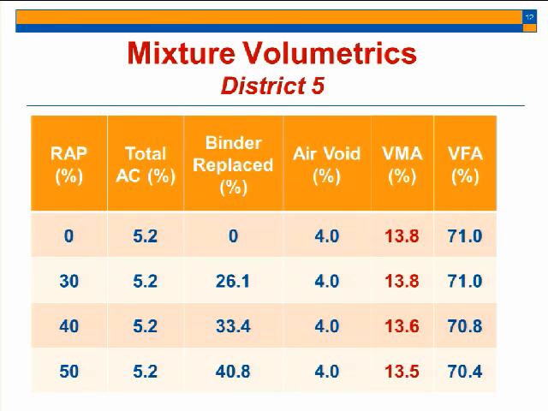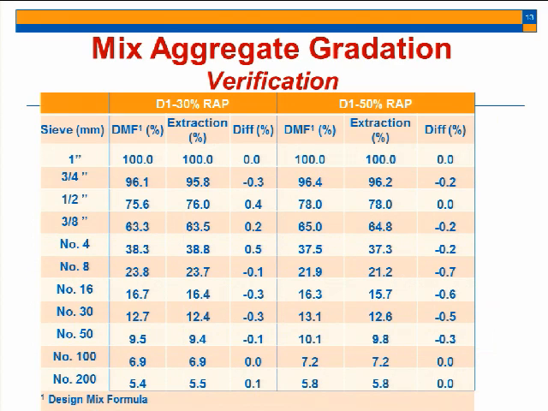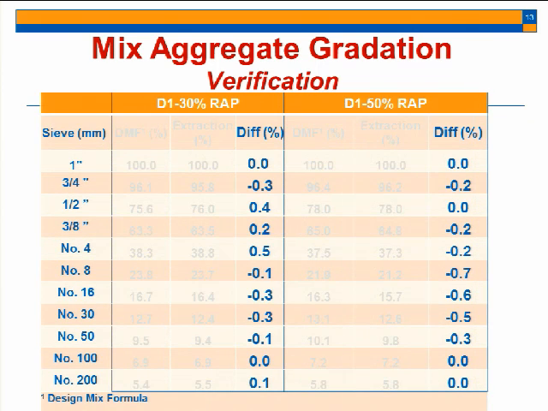And it is the same reason that, let me explain this first. As I said earlier, we had quite good control on gradation. This second column shows the design mix formula. This is the target that we want to achieve. The third column shows the extracted gradation. As you can see, the difference between them is quite negligible. The difference for 50% is a bit higher, but even then that is very, very good.